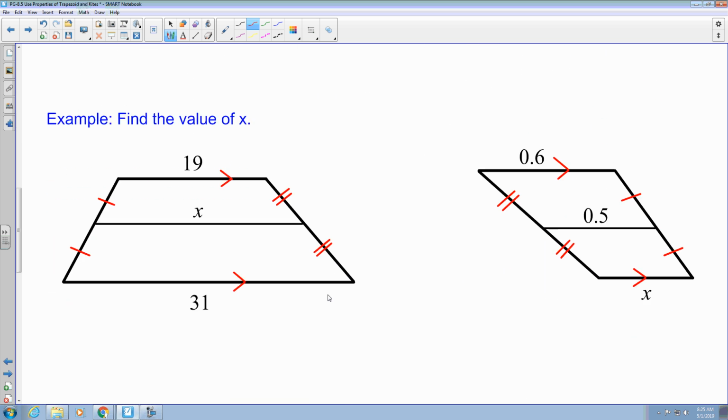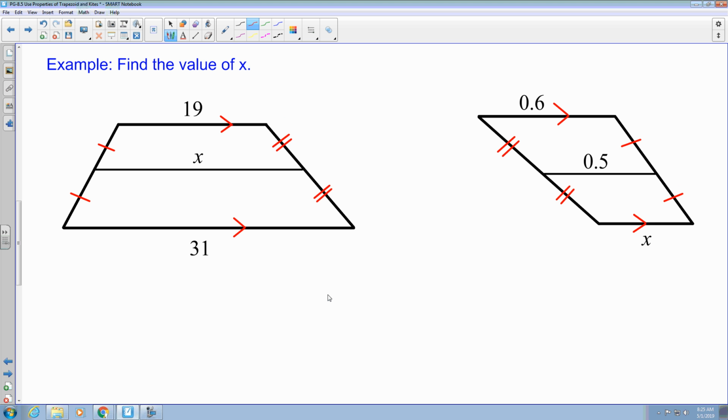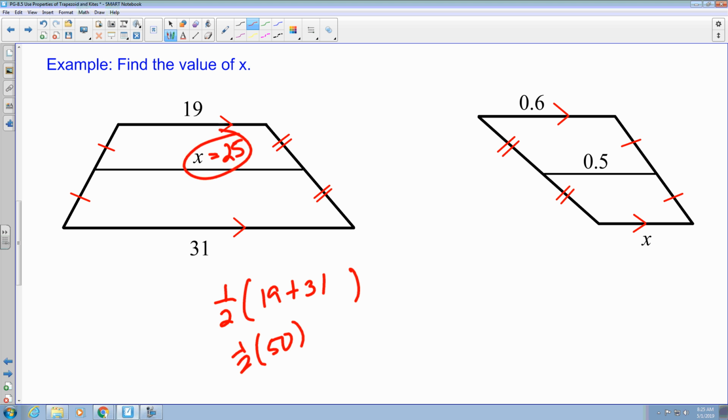Looking at these examples, they want us to find the value of x, so we use the mid-segment theorem on the first page. All we're going to do is take half of the two bases, which is 19 plus 31. 19 plus 31 gives us 50. So I take 1/2 of 50, and x is going to be 25.